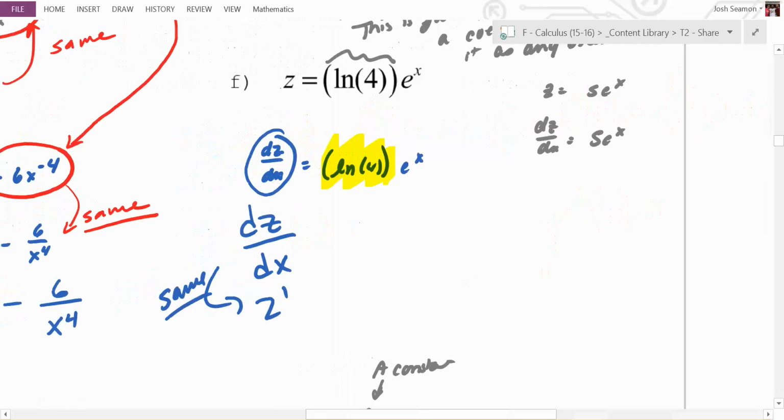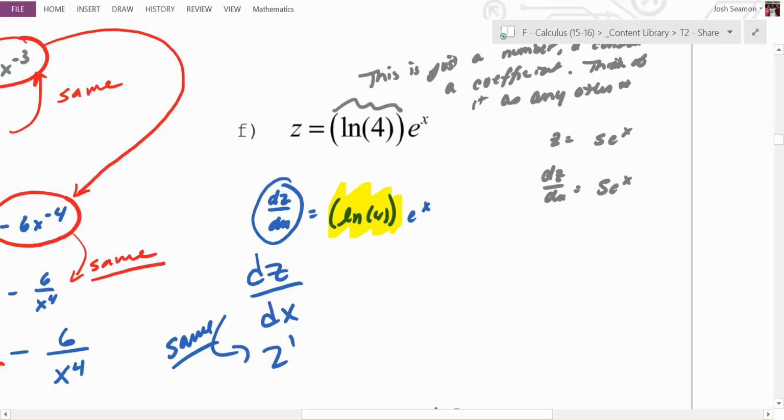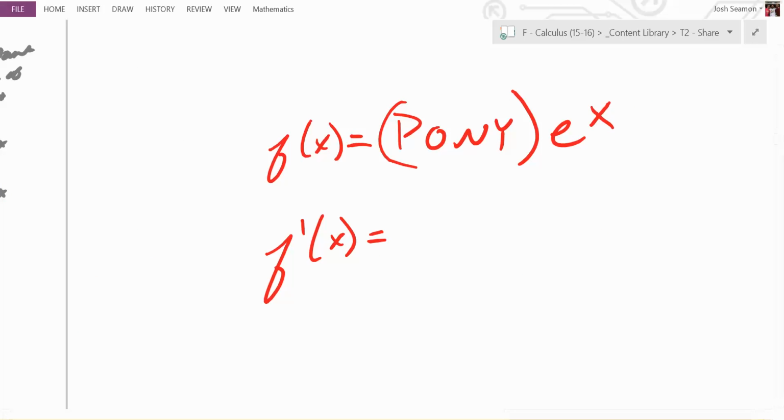Over here, what did we just see? Does it matter what this number is? ln 4. It's along for the ride. So what's the derivative of pony e to the x? It's the same thing. Doesn't matter what it is. The constant is just along for the ride.